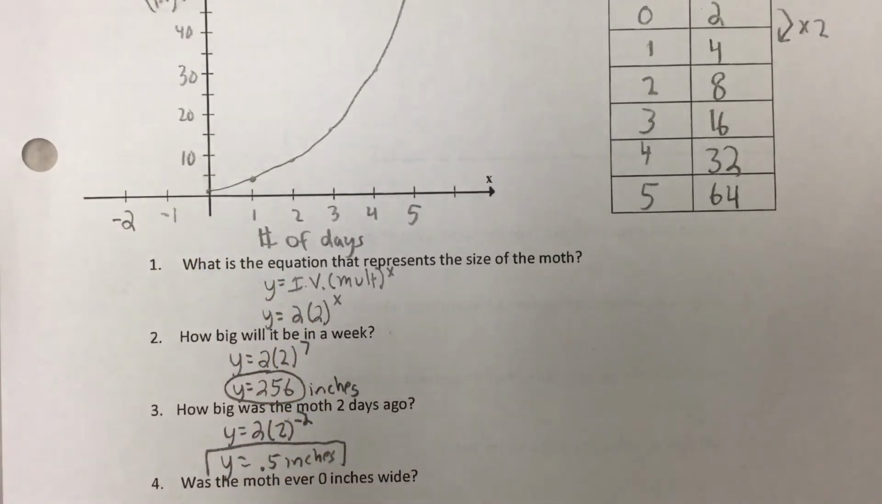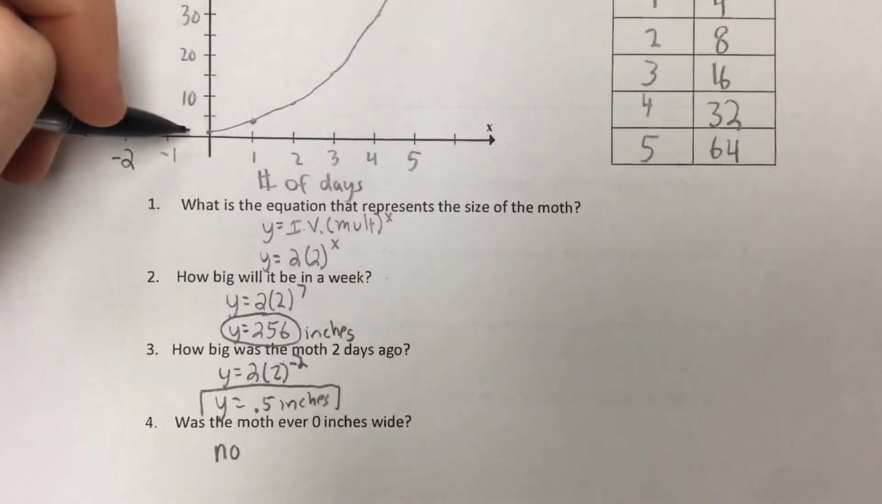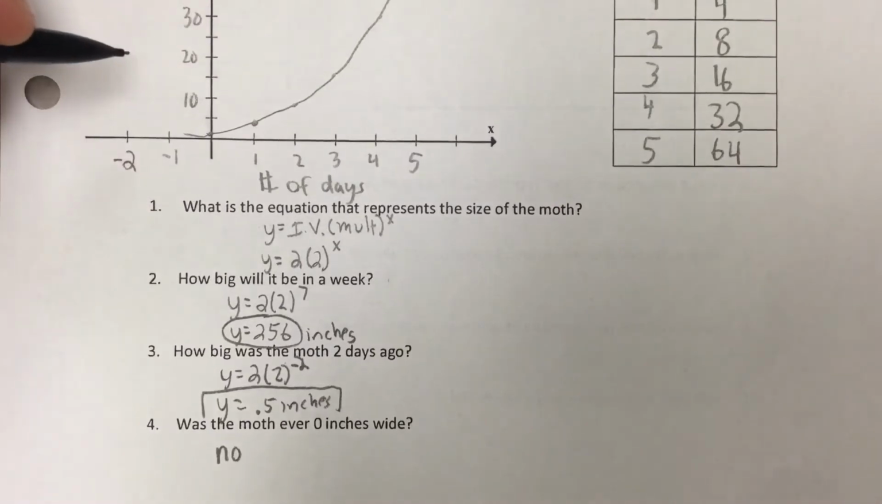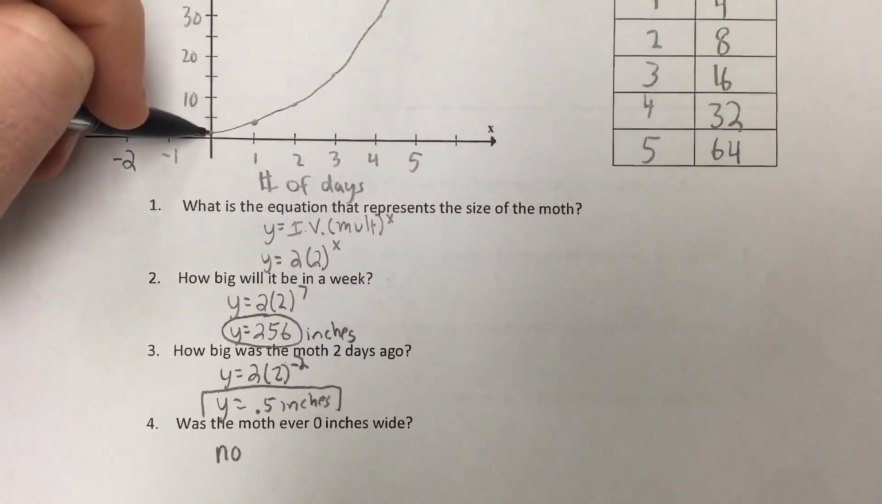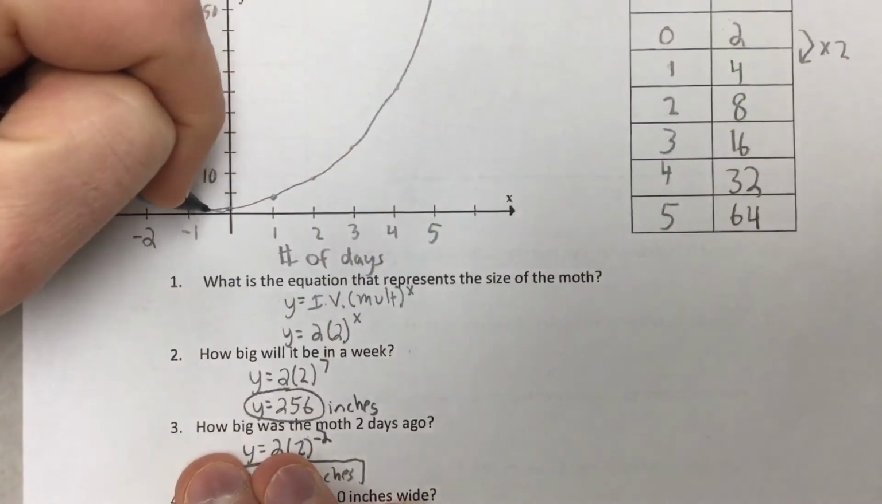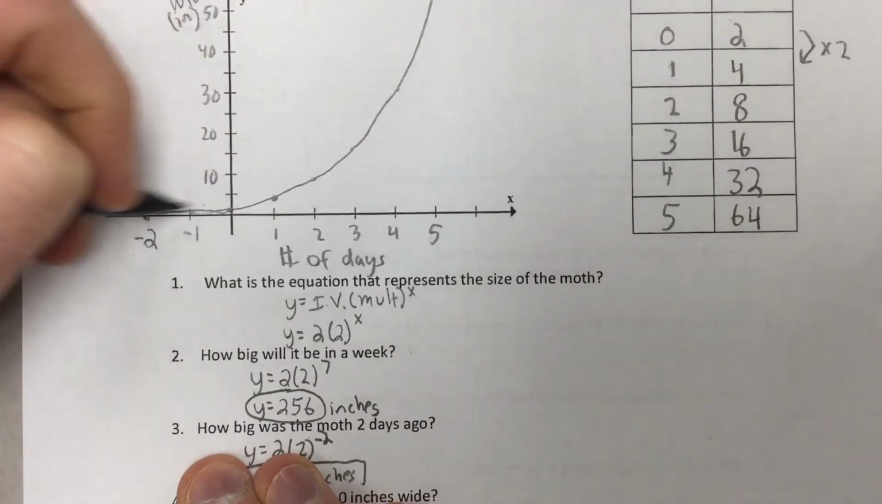Was the moth ever 0 inches wide? No. And if you think about it, we are really dividing by 2 going backwards, and we can never get to 0 by dividing. So we're going to add back into our graph what it would look like, and it would just get smaller and smaller, but it's never actually going to touch 0. So that's what we're trying for here.